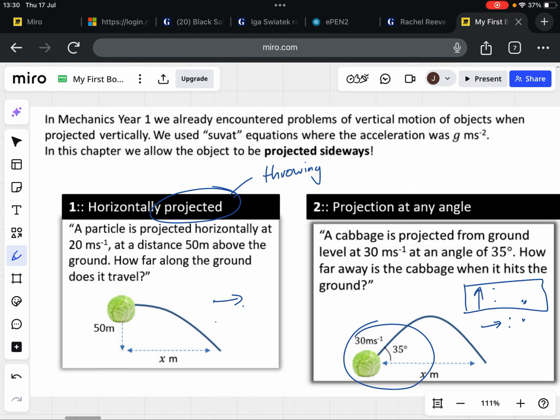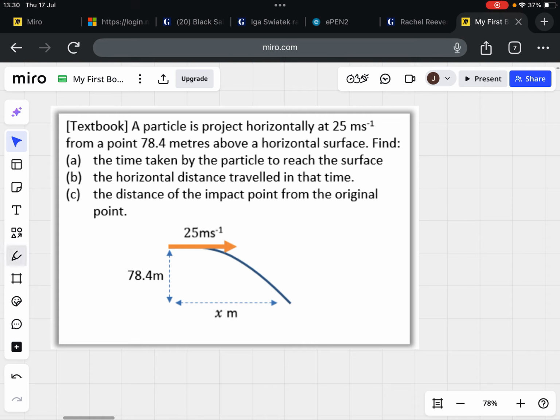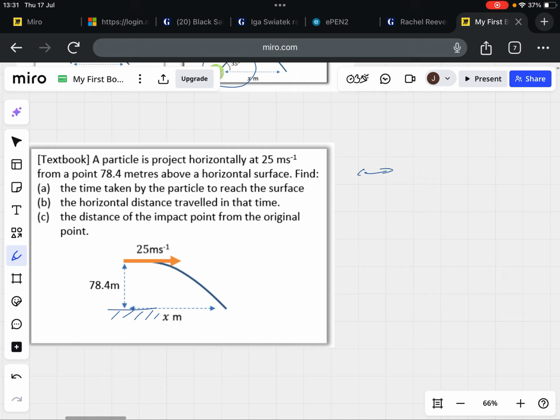So let's start with a question then. A particle is projected horizontally at 25 meters a second from this point here above the ground. So we're trying to do some things. I'm going to show you a bit of general advice for how I go about this. The way I tend to do these questions is I separate my horizontal and my vertical numbers. So horizontally, I'm going to say I'm looking at distance, speed, and time.